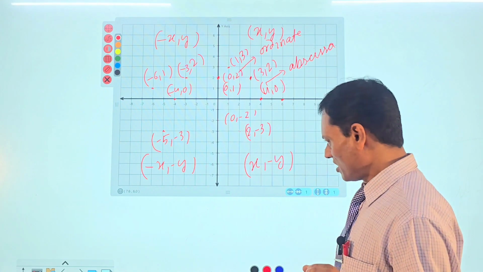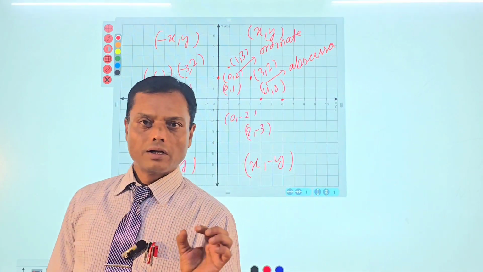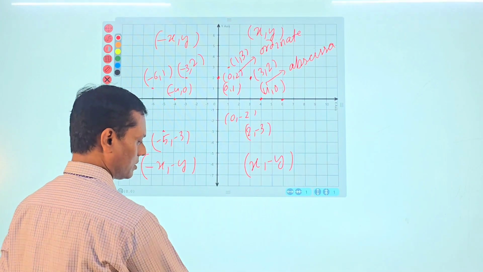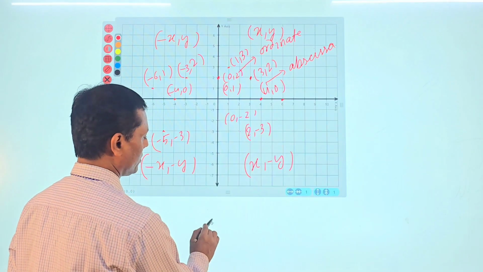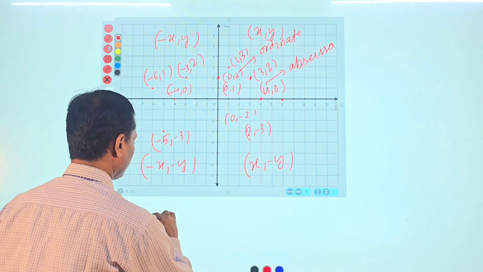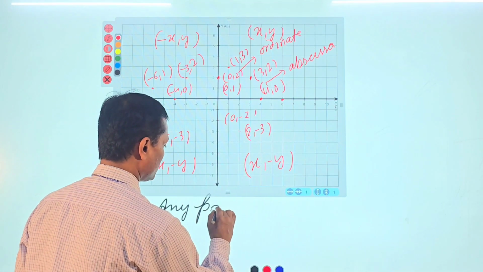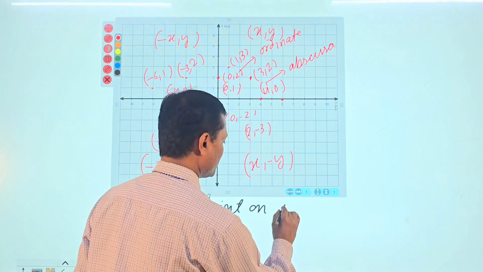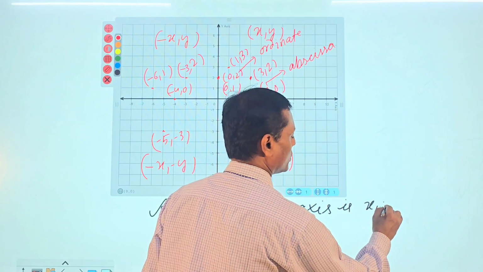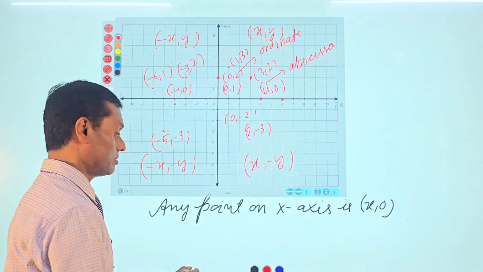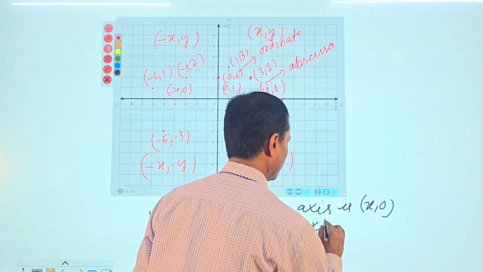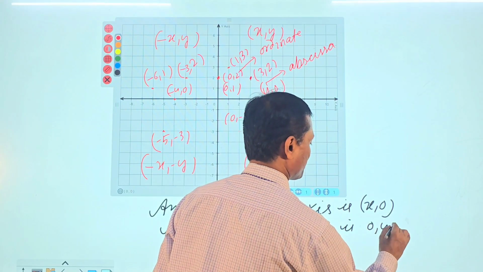Now I would like to tell you one thing. See carefully here. Any point on the x-axis is x comma 0. x may be positive, x may be negative, it doesn't matter. And any point on the y-axis is 0 comma y, right?